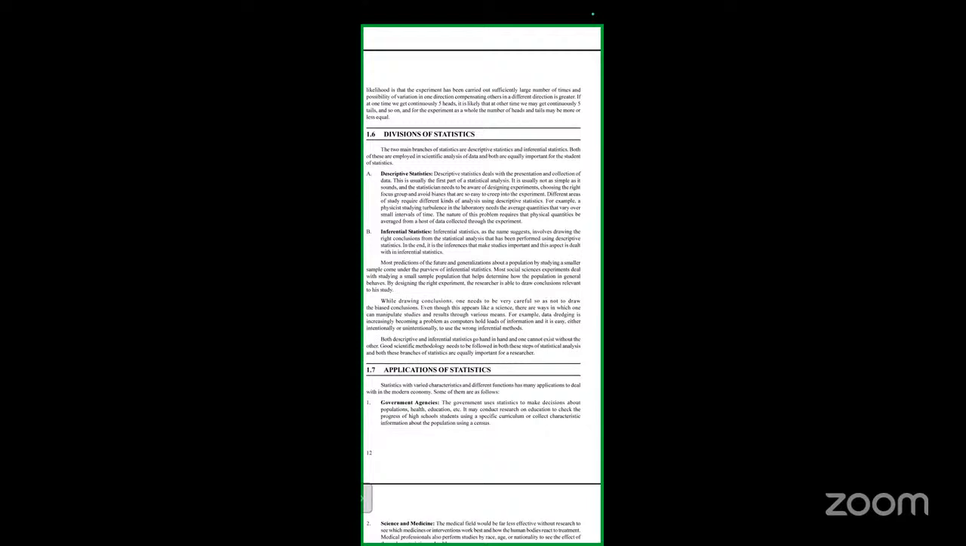Inferential statistics involves drawing the right conclusions from the statistical analysis that has been performed using descriptive statistics. So in the end, the inferences can be made about the important aspects of the study.